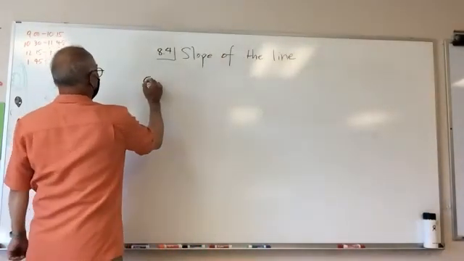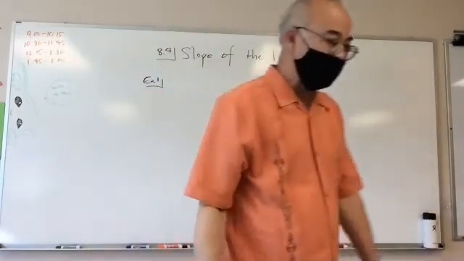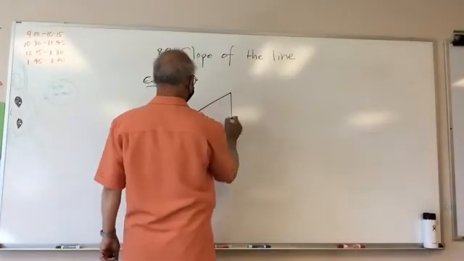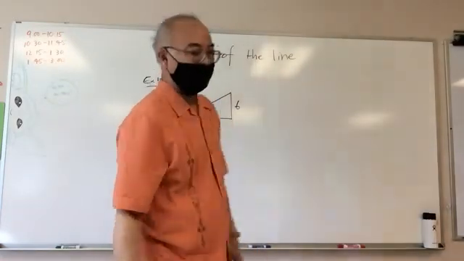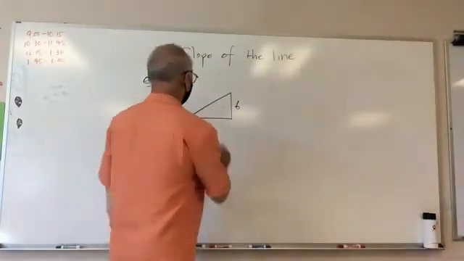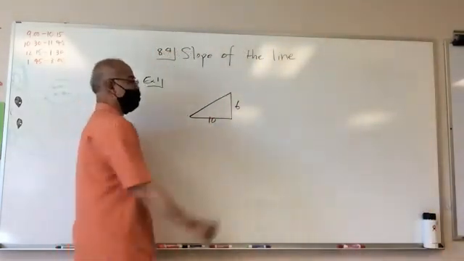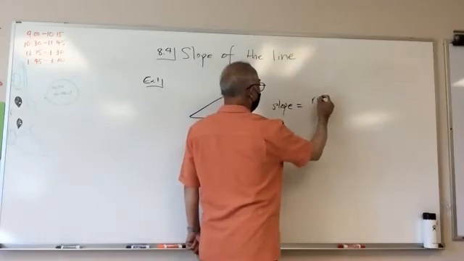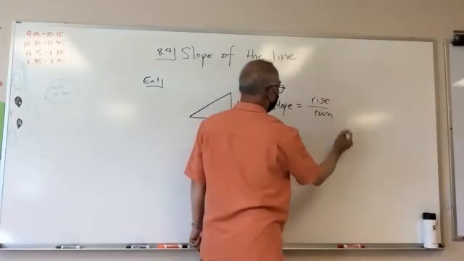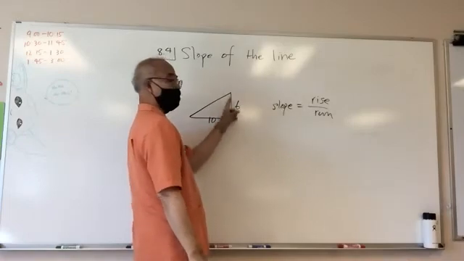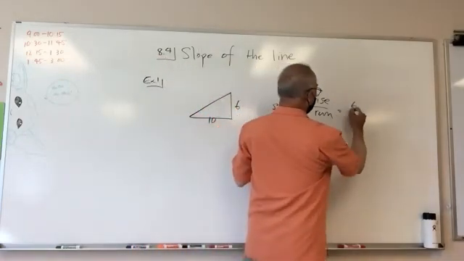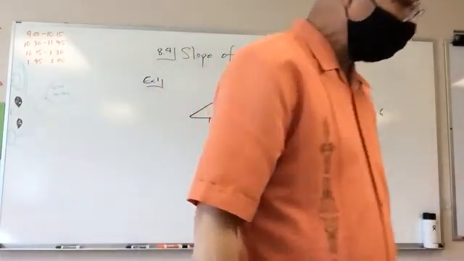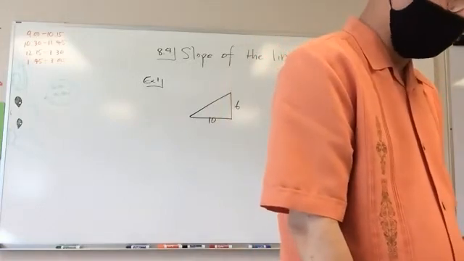Example 1. I have a wakeboard ramp that has a rise of 6 with a run of 10. So again, the slope was rise over run or run over rise? Rise over run. Rise is 6, run is 10, slope is 0.6, or 3 over 5, however you want to call it.